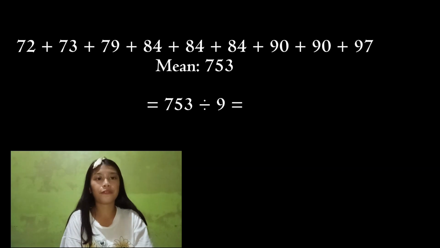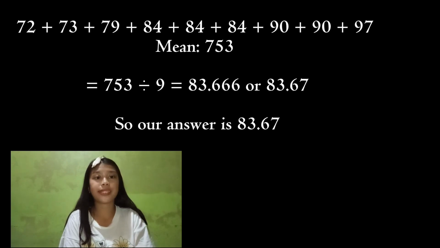So 753 divided by 9 is equal to 83.666, or 83.67. So let's move on.